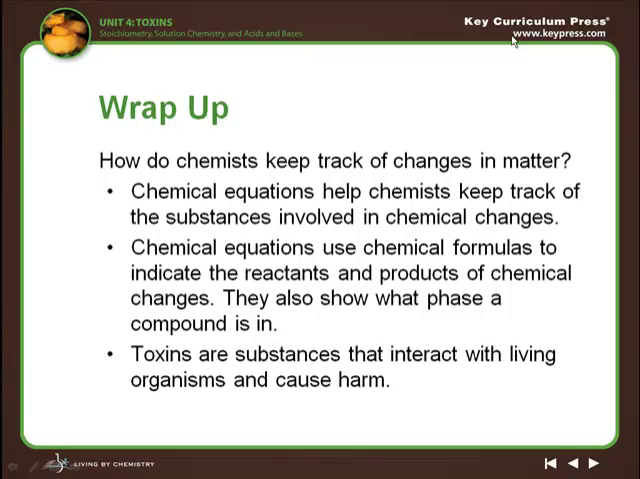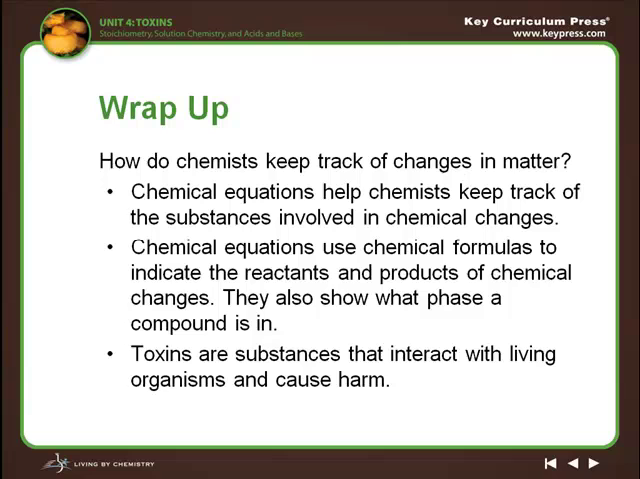So chemists can keep track of changes in matter. The first way they do that is by chemical equations. So any of these biological implications are all governed by chemical equations. They use formulas to indicate the reactants and products. They also show what phase the compound is in. Sometimes it's good to have something as a solid. Other times you don't want it to be a solid. So if you have liquid going out your solid waste or solids going out your liquid waste, those aren't good things. You don't want those to happen. So there are reasons why certain things are solids and liquids and why you want them there.